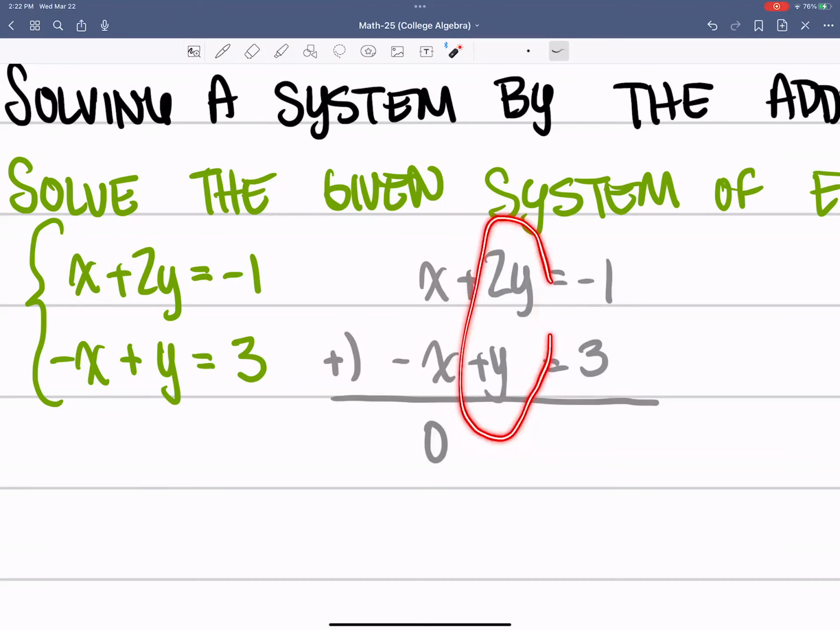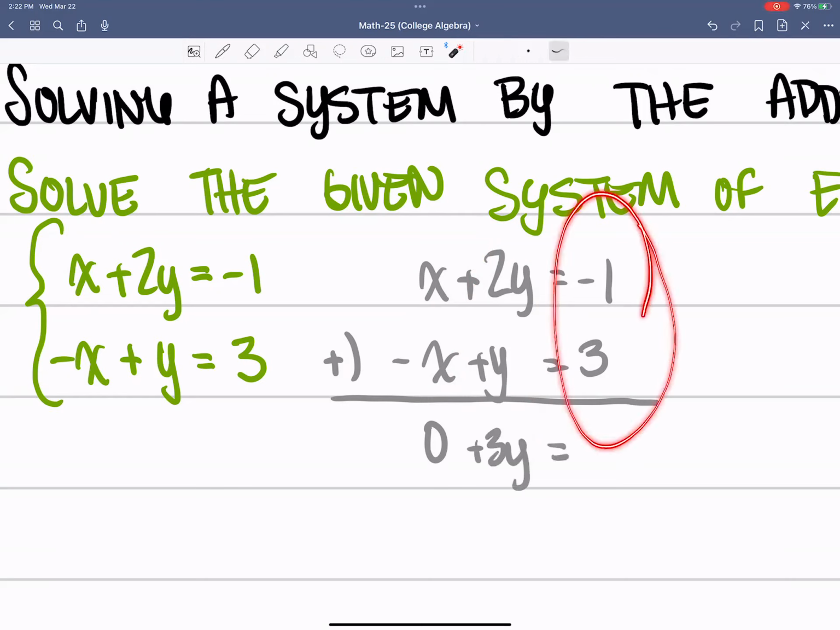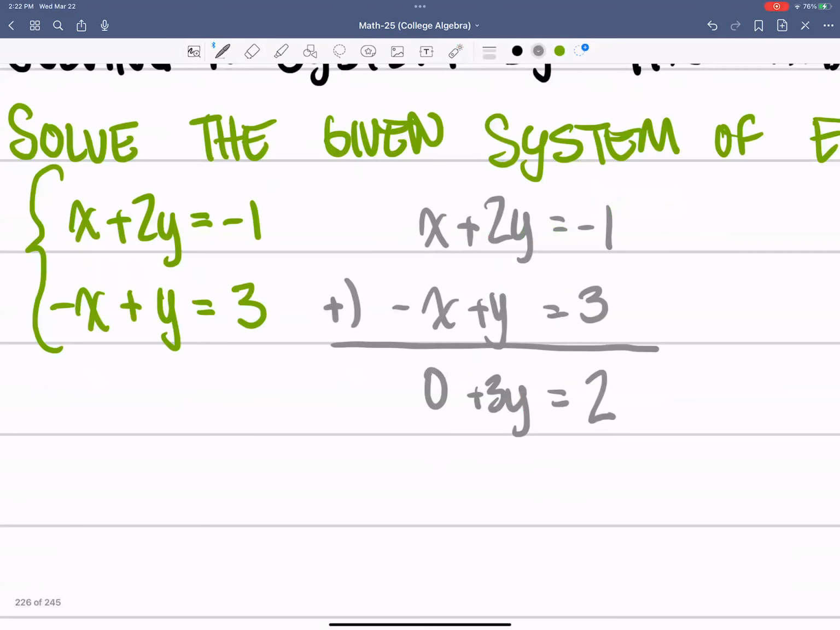So here we'll add those two together and get 3y. And this is going to be equal to this over here. So -1 plus 3 gives us a +2. And lastly, from here, we just divide both sides by 3. We get y is equal to 2/3.